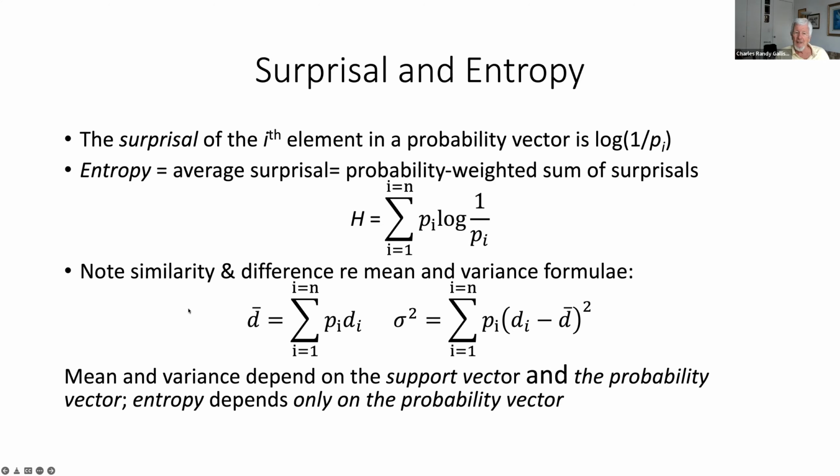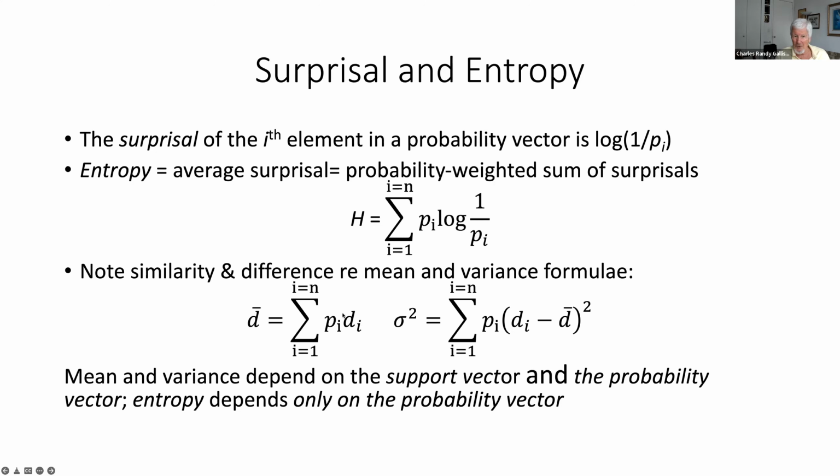I think it's, at least for me, somewhat instructive to notice the similarity between the definition of entropy and the definition of the other things we're familiar with about distributions, their mean and their variance, but also the difference. Right, this is perhaps not the form in which you're most used to seeing it, but this is the way one computes the mean of a distribution.